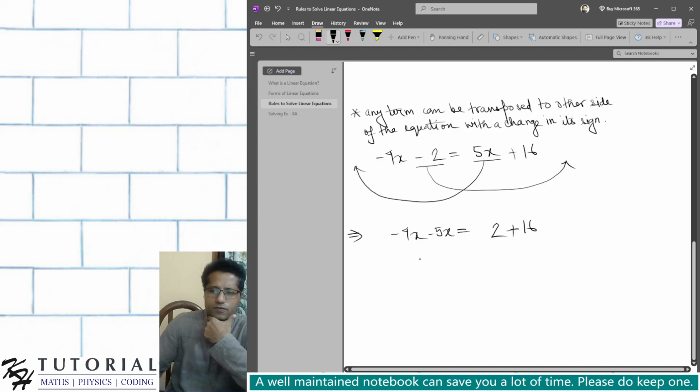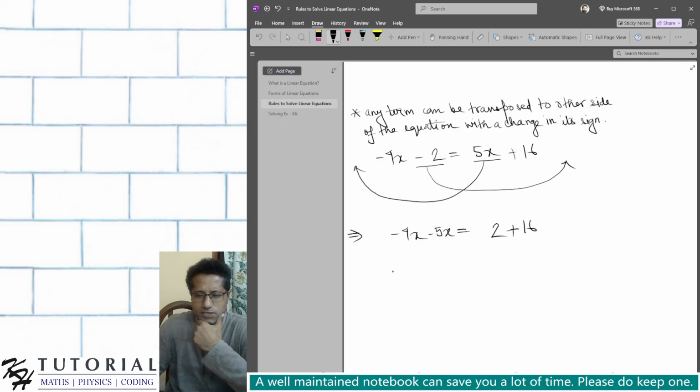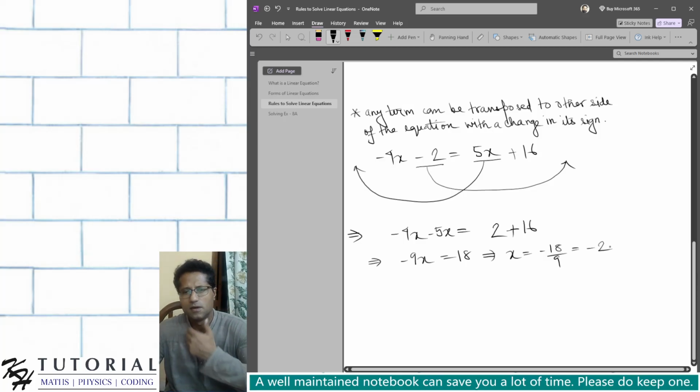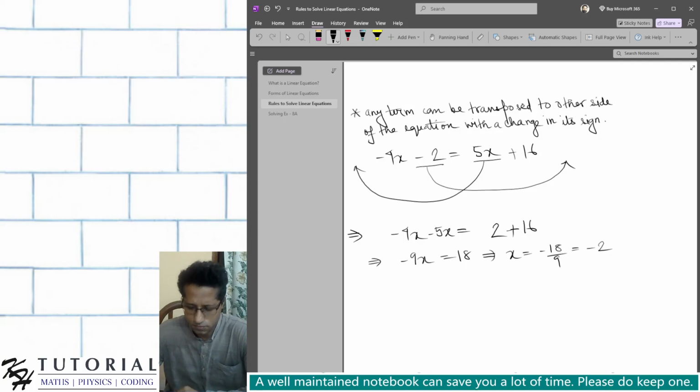It becomes this after transposing minus 2 from LHS to RHS and transposing 5x from RHS to LHS, and hence the equation, if you simplify further, becomes minus 9x is equal to 18. This implies x is equal to minus 18 by 9, that is minus 2. So this is what we call transposition of terms. When you transpose a term from one side to the other, you have to change its sign. This is the basic concept.